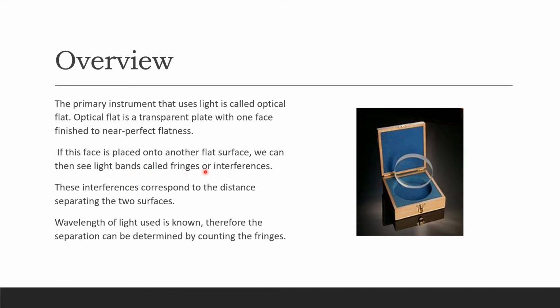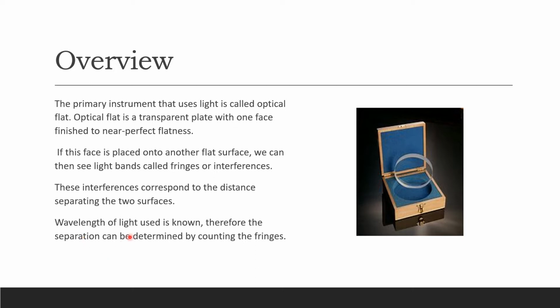In physics or scientific terms, we call these fringes interferences. So when we place the flat face onto another flat face, you're going to see the interferences of the light bands, and in common words, we call these interferences fringes. These interferences correspond to the distance separating the two surfaces. That's how we do the measurement.